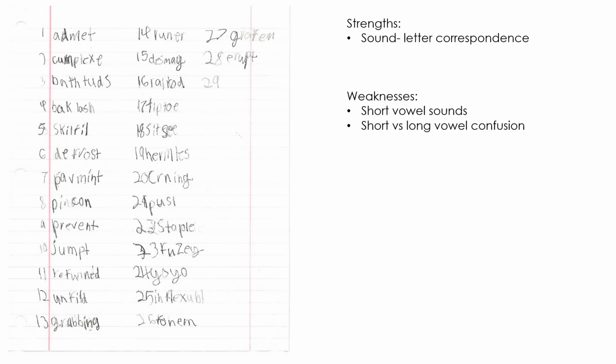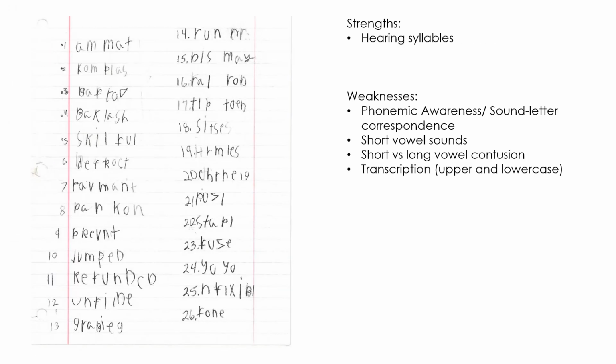So in this one, notice that this student does have good sound-letter correspondence. This student is capturing the sounds in the word. They're not missing or adding. However, they do have several short vowel sound errors, and they're often mixing up short and long vowels. So I need to do some explicit teaching and give them support in vowels for sure. Let's look at one other.